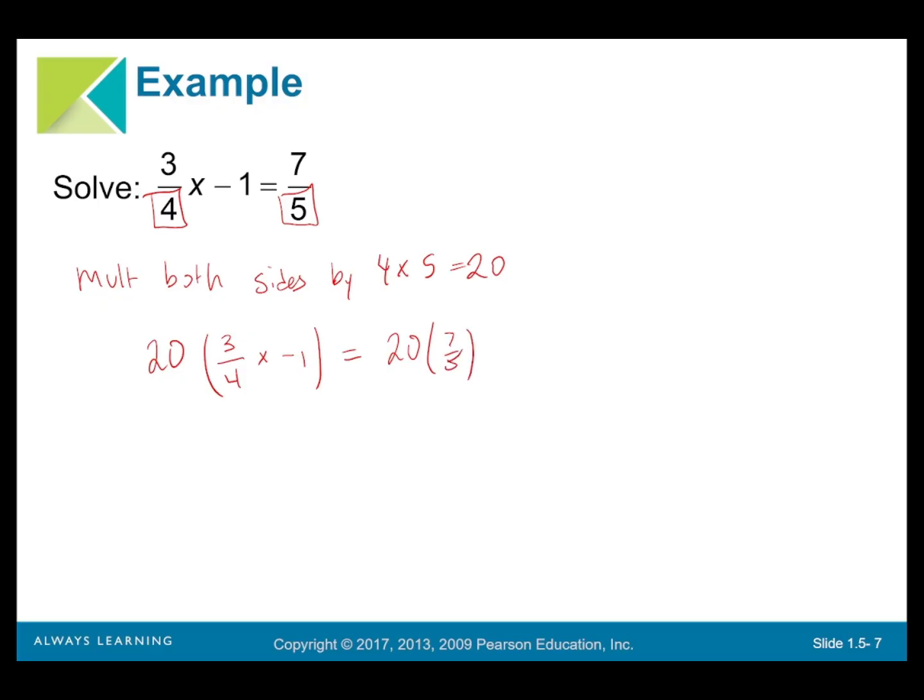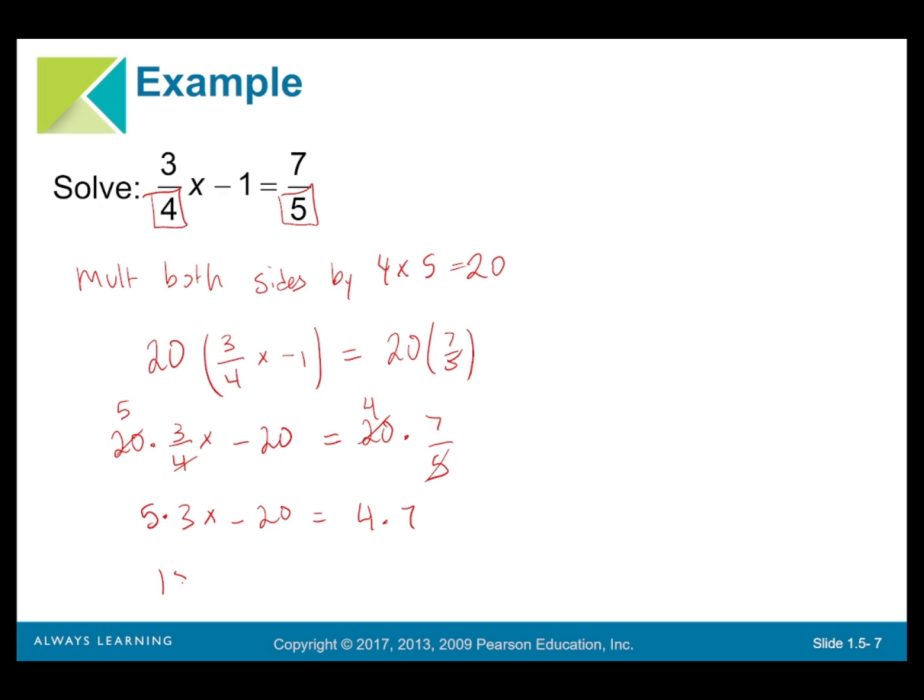And now when I do 20 times 3 over 4x minus 20, we'll go ahead and write out this step. And I have 20 times 7 over 5. Well, the 20 and the 4 can reduce to give me a 5. 20 over 4 is 5. Similarly, over here, the 5 and the 20 can reduce, and I just am left with 4, which means now I have 5 times 3x minus 20 equals 4 times 7. Basically, my fraction's gone away because 20 helped the denominators reduce away.